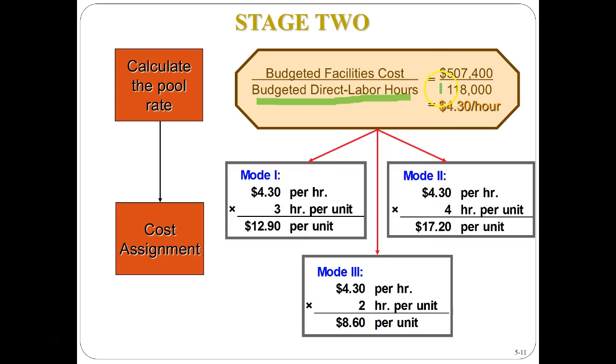Therefore, if we take the 5074 divided by the 118, we come up with $4.30 per hour. So 4.30 times the 3 hours per unit for Model 1 gives us $12.90. Model 2, 4.30 times the 4 hours per unit gives us $17.20. Model 3, 4.30 times 2 hours per unit gives us the $8.60.